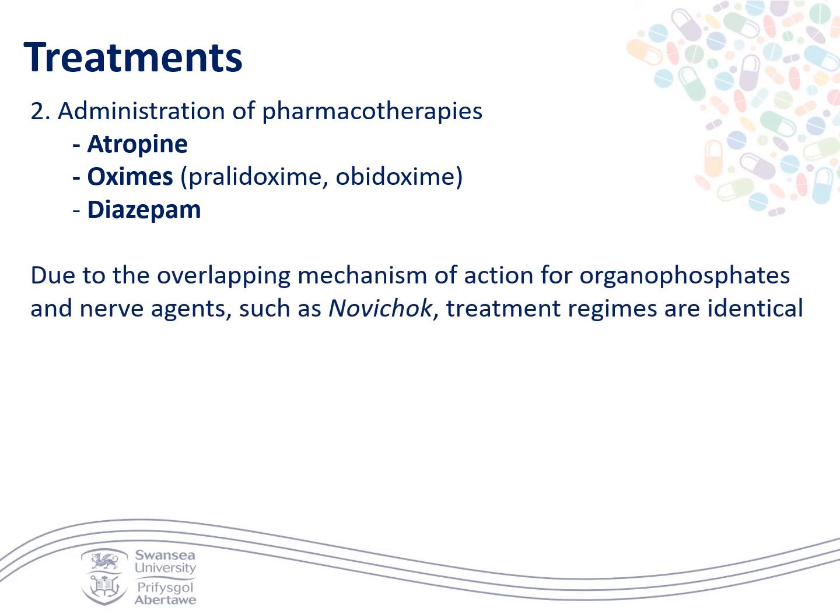Now, due to the overlapping mechanism of action of organophosphates and nerve agents such as Novichok, these treatment regimes are identical. So both the organophosphates and nerve agents inhibit acetylcholinesterase, prevent the breakdown of acetylcholine, which means that acetylcholine builds up in the synapse and will produce nicotinic effects. So those are muscle related effects, so paralysis, muscle cramps, tachycardia, whereas we'll then have the muscarinic effects, which is the SLUDGE symptoms. That's the toxidrome. But both of these can be treated using atropine, oximes, and diazepam.